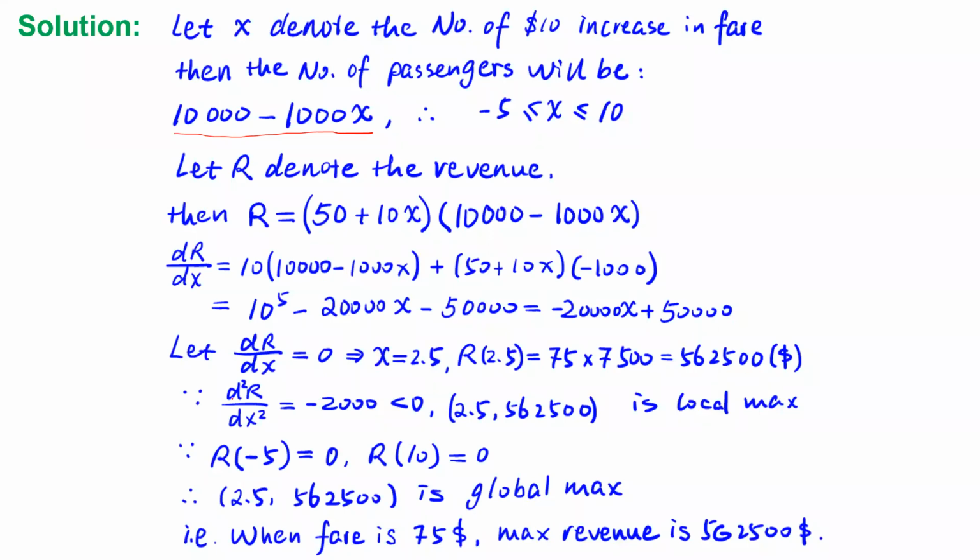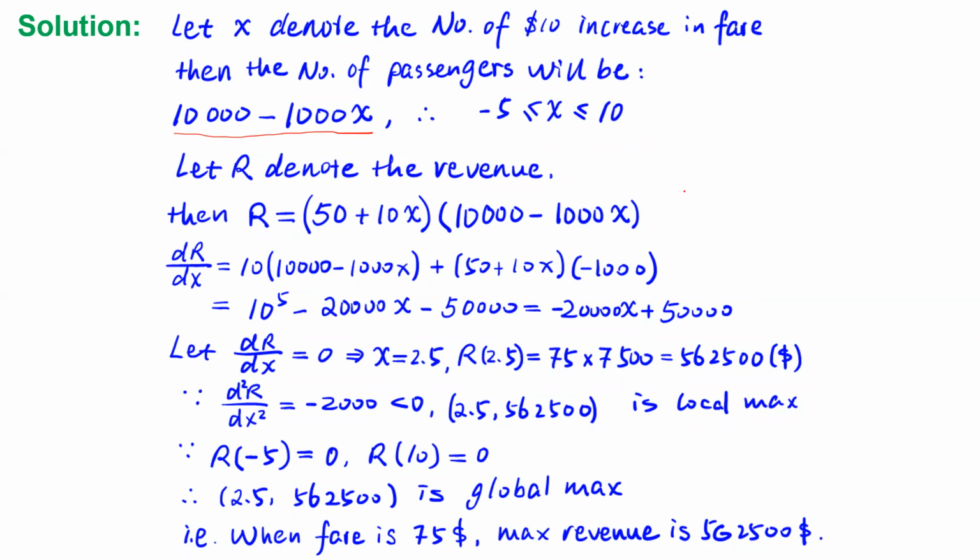So we can apply the second derivative test. First of all, find the second derivative, which is -2,000, which is less than 0. Therefore, at this point, 2.5, 562,500, the first derivative is 0, the second derivative is less than 0, then this point is a local maximum, right?